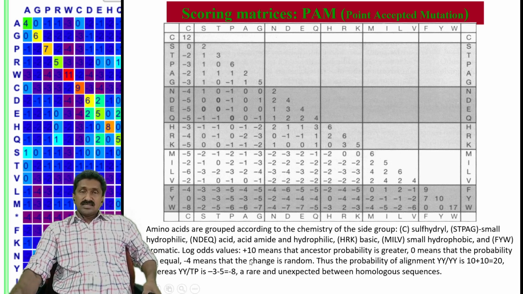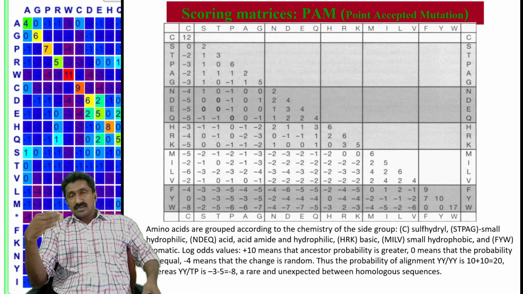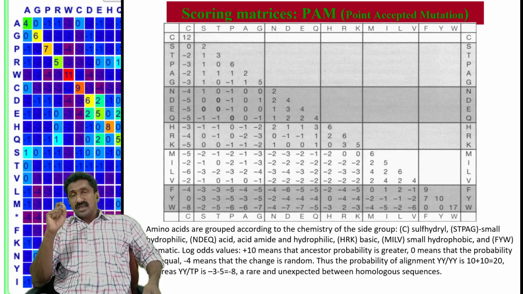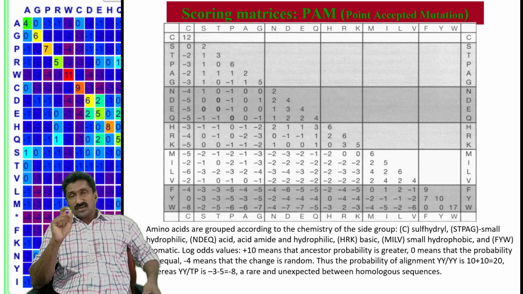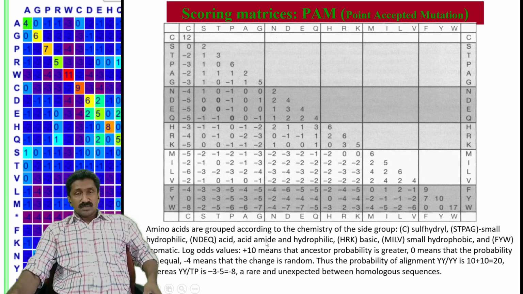These values were developed by comparing, say, 71 protein families and the substitution of one amino acid by another. The probability of substitution of one amino acid by another in that family is considered, based on which a probability value is calculated, and that score is mentioned in this matrix. So amino acids are grouped according to the chemistry of the side group, for example, sulfhydryl, small hydrophilic, acid, acid amide and hydrophilic, etc. You know that the amino acids can be classified based on their groups and properties.